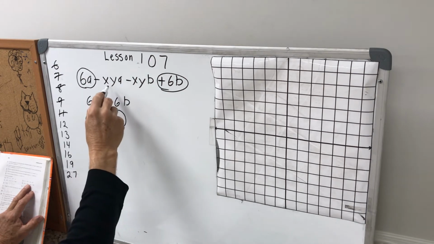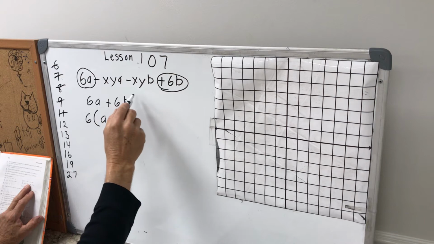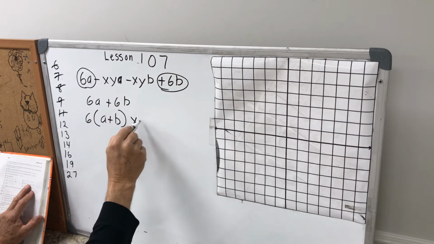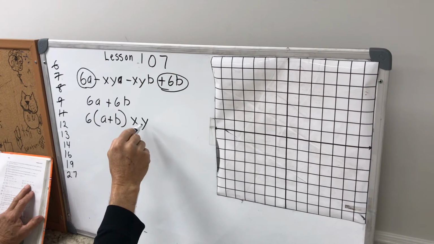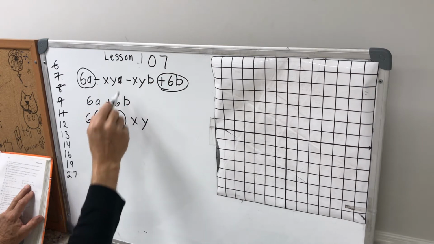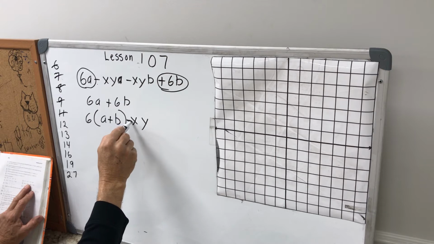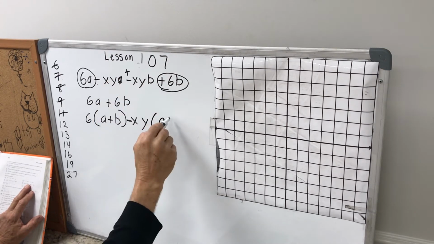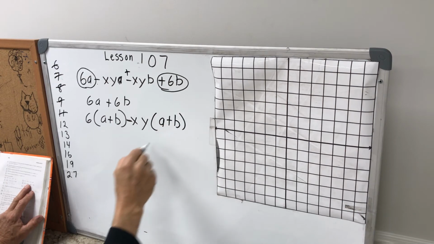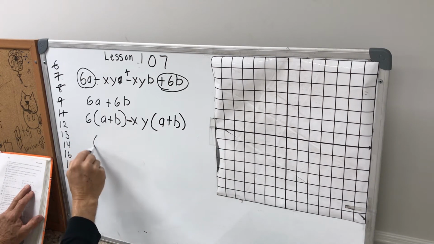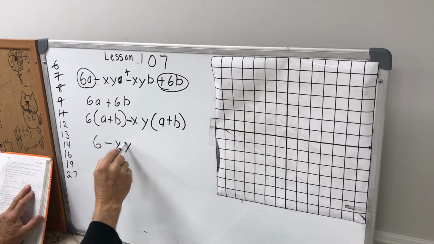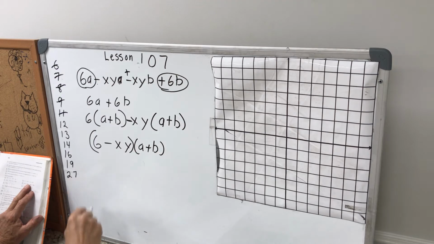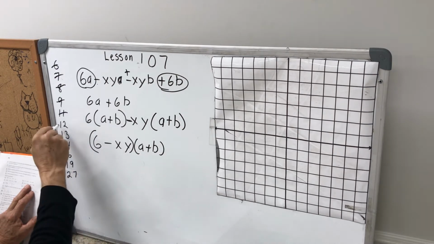Now I have this one. If I would factor out x, y, and both of these are negative, let's factor out the negative also. That leaves me with the a. It's going to change this sign, a plus b. So I have a 6 negative xy and an a plus b. And that is number 12.